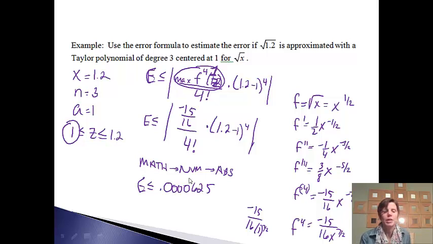0.0000625. So notice that is a pretty small error, which means a third degree polynomial gets you pretty close to the actual function. And I think that is about it. So hopefully now you can use the Lagrange error formula to find the error in estimating functions.